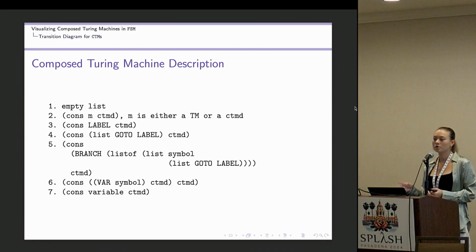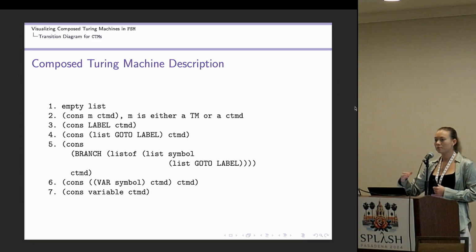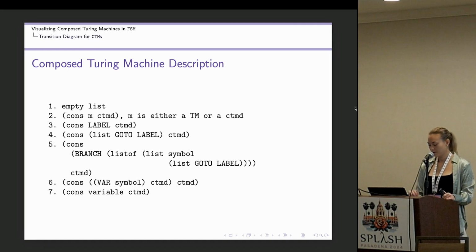Essentially, whatever is being currently read on the tape is the branch that's being executed. Then it can contain a variable declaration. Once a variable is declared, it can be written to the tape, which is number 7. Now we'll see an example of this.